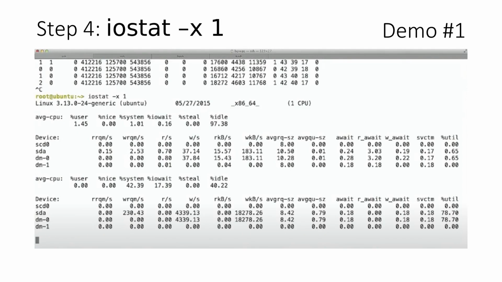iostat is a great tool for understanding how the disks are running. The most important statistic here is the percent utilization. Looking at this column here, we can see that there is a 78% disk utilization. For interpreting this percentage, understand that values greater than 60% typically lead to poor performance.